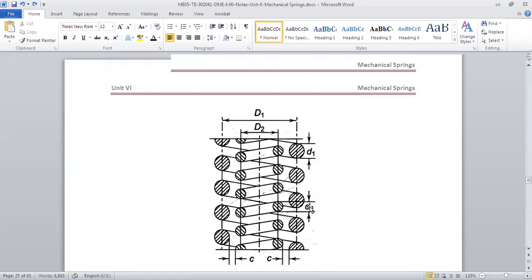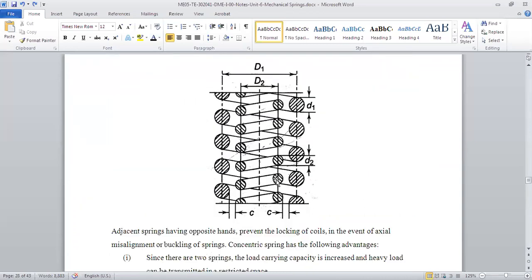So if you see the diagram, one is a right hand helix, one is a left hand helix. Now why will we be using opposite hands? Because we do not want the springs to lock. Lock means what? If we use both right-handed springs, what happens? The spring might go inside the gap, and the springs will be touching each other, and there will be no gap, and the spring will not work as expected. Are you getting my point? Okay, I will repeat again.